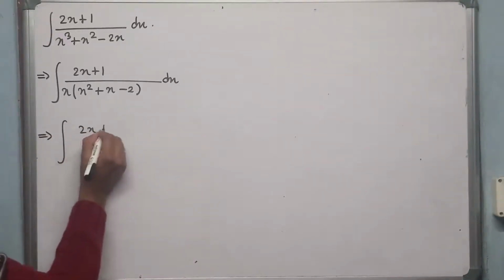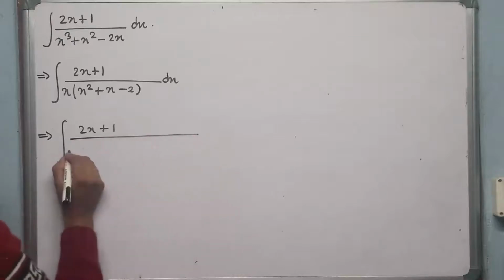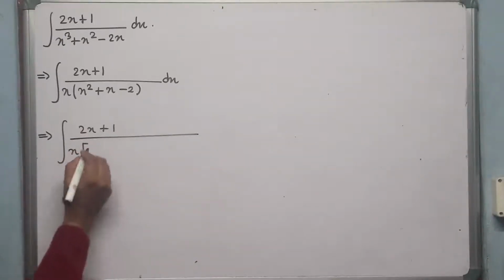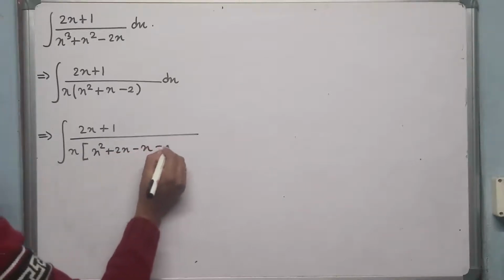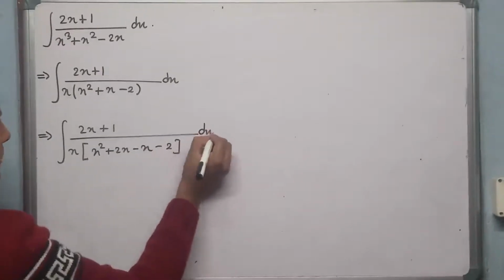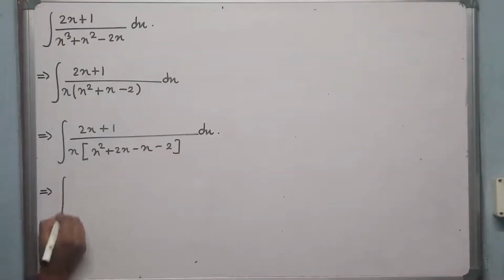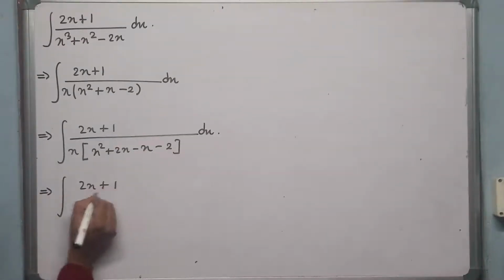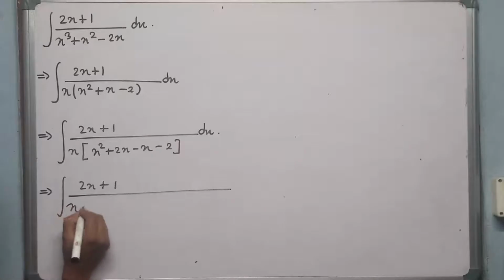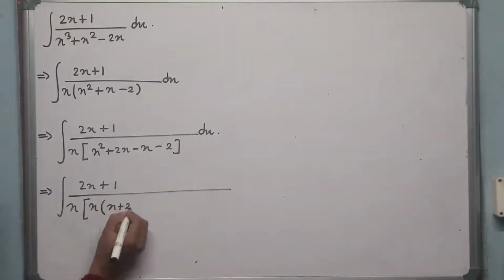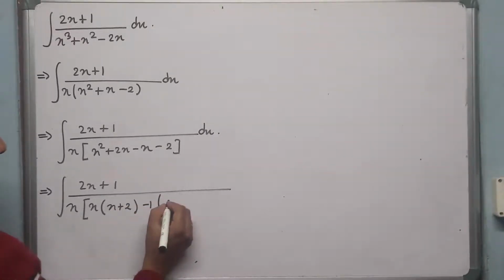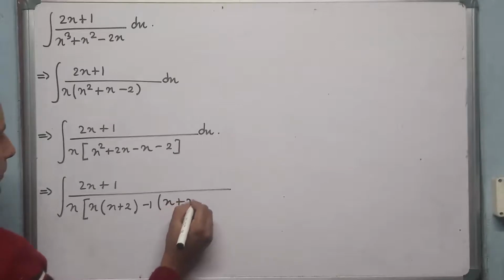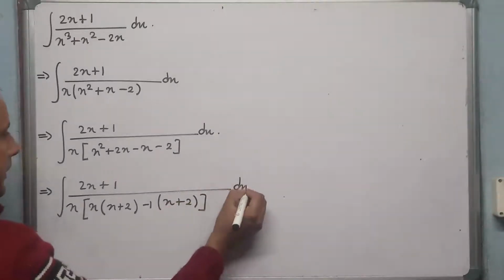If it is factorizable, then we can factorize x square plus 2x minus x minus 2. This way we can factorize this equation. Now after the factorization, 2x plus 1 over x within bracket, x into x plus 2, minus 1 common will be x plus 2 dx.